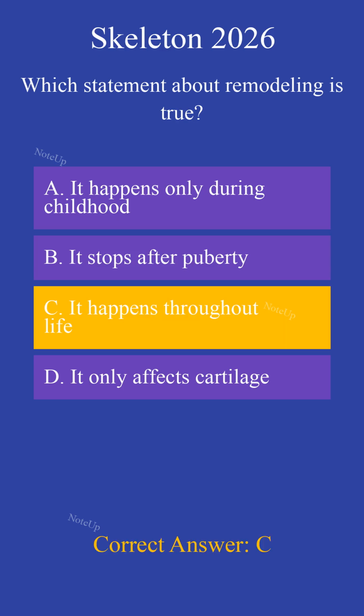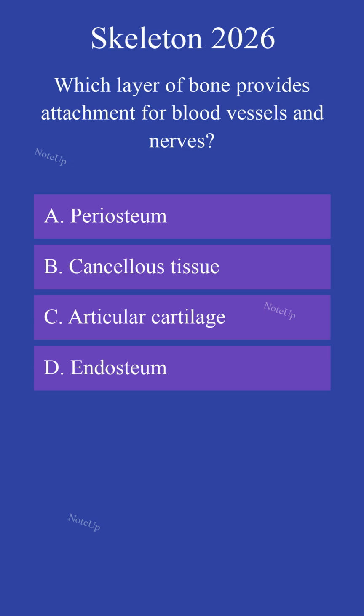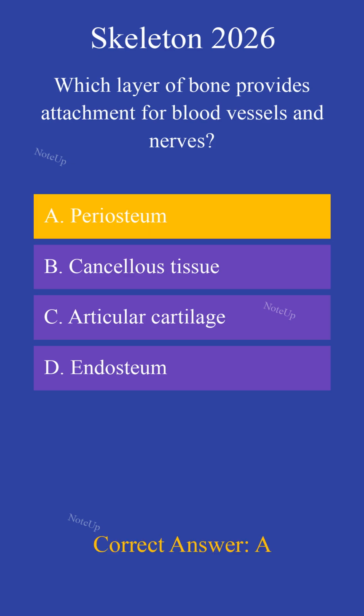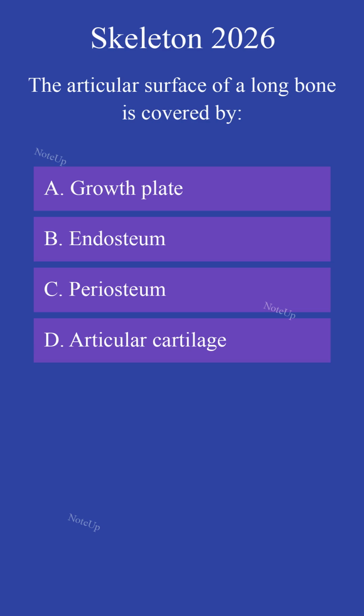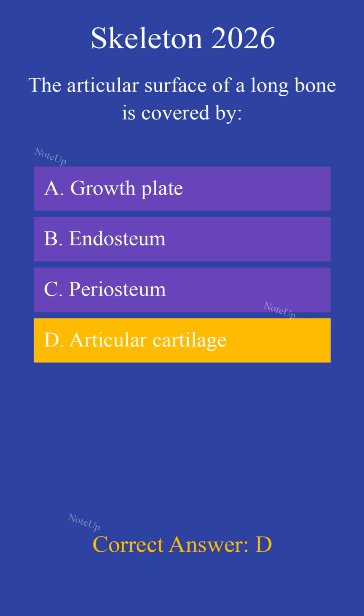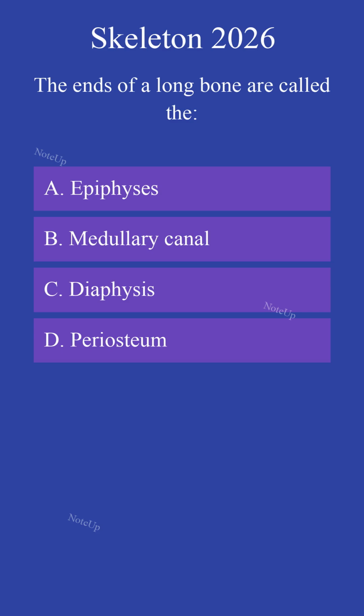The correct answer is C. It happens throughout life. Which layer of bone provides attachment for blood vessels and nerves? The correct answer is A. Periosteum. The articular surface of a long bone is covered by. The correct answer is D. Articular cartilage. The ends of a long bone are called the.